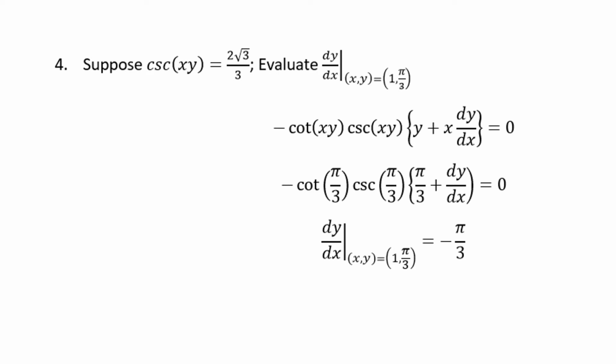Number 4 is an implicit differentiation problem, and the answer is minus pi over 3. Again, minus 10 if you didn't do the derivative right, and minus 2 if you made a mistake in the number calculation.